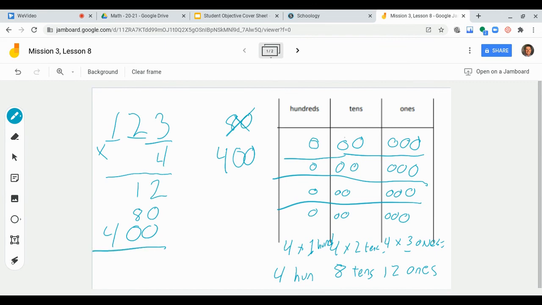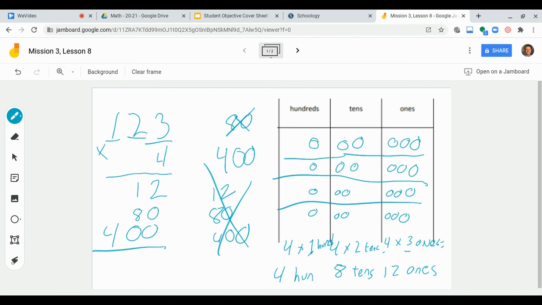Notice I had to have all my place values line up. I can't get wonky with it. What I'm saying is you can't do this. You can't get wonky and be like, well, 12 and then 80 and then, let's see, 400 here. No, bad. Don't do that. You have to line them up correctly.